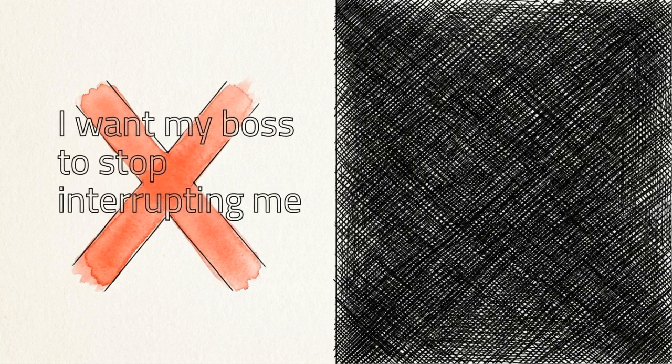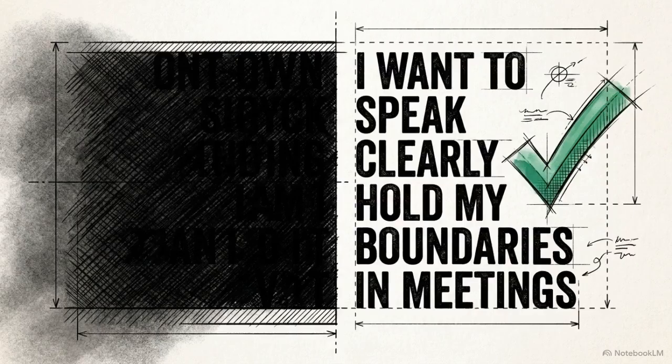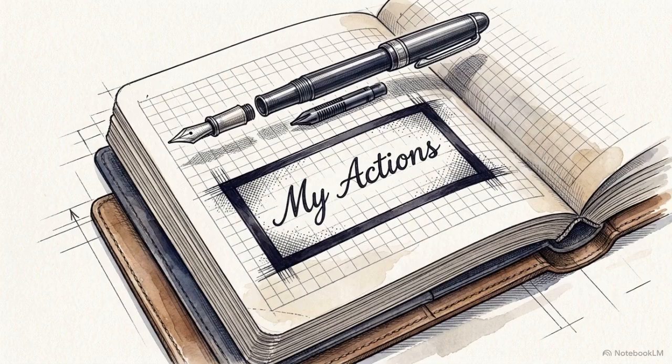The left side of this layout shows a goal that depends entirely on someone else's behavior. The right side shows an outcome focused on your own actions and boundaries. Isolating the goal to your own behavior removes the variables you cannot govern, protecting the objective from external sabotage.